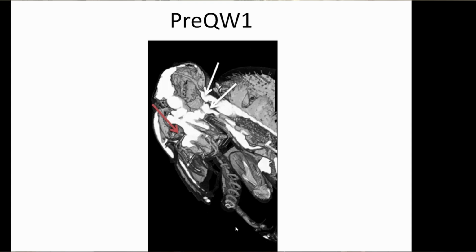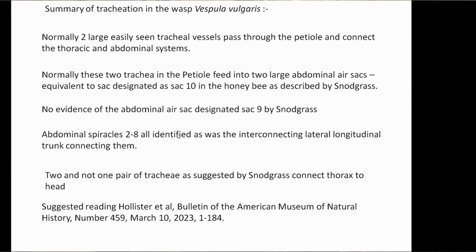Here is a side view, a sagittal view of the upper and the lower cervical tracheae passing into the head, and again the red arrow is looking at the nasal pouch, and more of that anon. So in summary, normally there are two easily seen tracheal vessels passing through the wasp's waist, connecting the thoracic and abdominal systems.